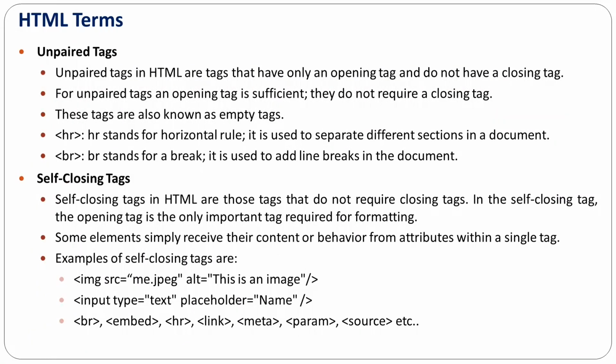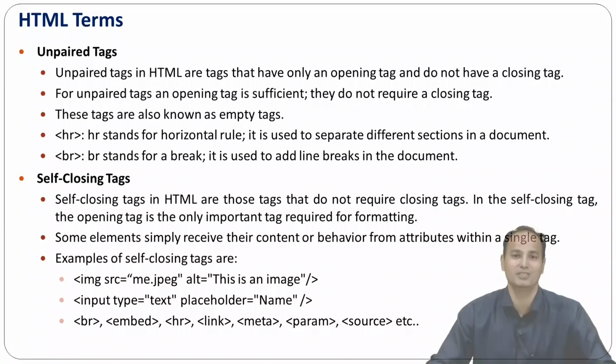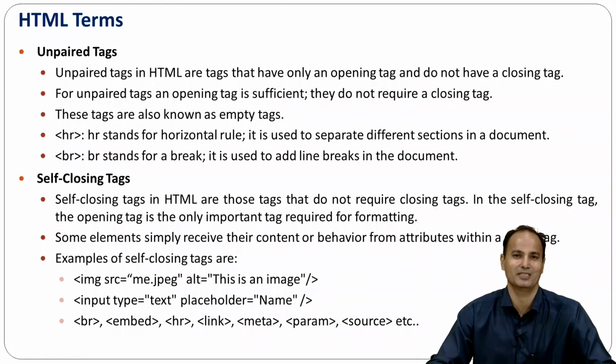Unpaired tags in HTML are tags that have only an opening tag and do not have a closing tag. For unpaired tags, an opening tag is sufficient. They do not require a closing tag. These tags are also known as empty tags. HR and BR are known as unpaired tags.